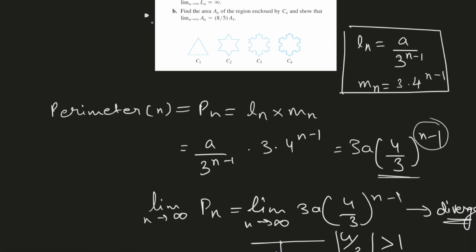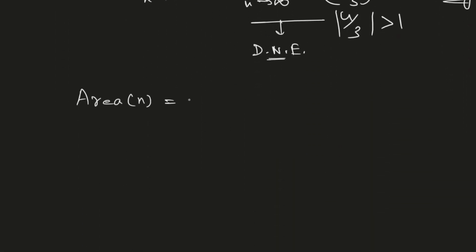And now we're asked about the b part. Find the area An of the region enclosed by Cn and show that this thing. Okay, so first let's write An as a function of n, right? So for An, the main part of the question starts with An.